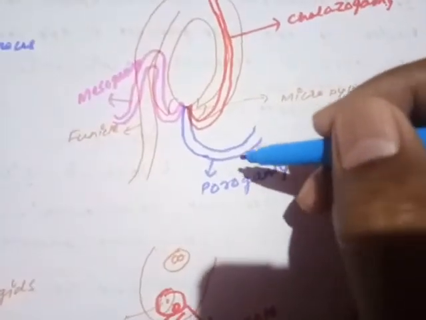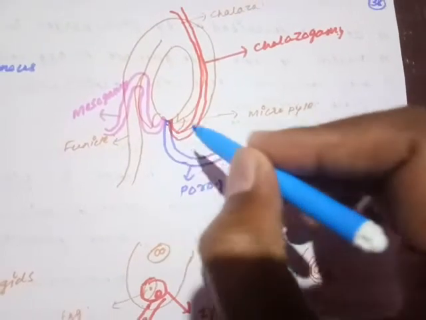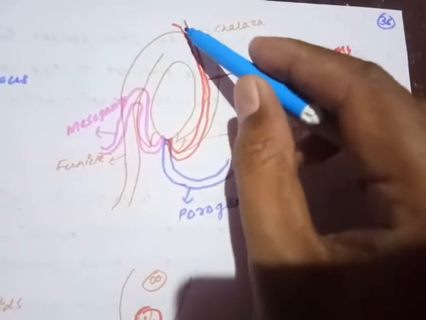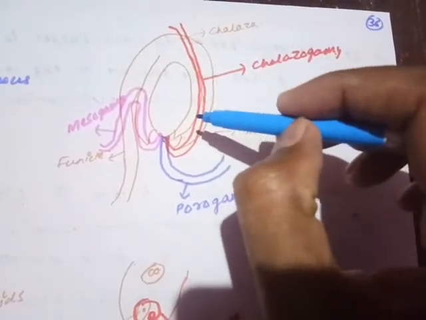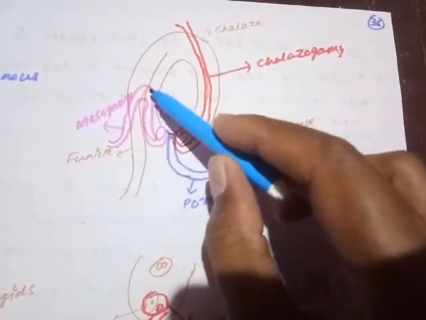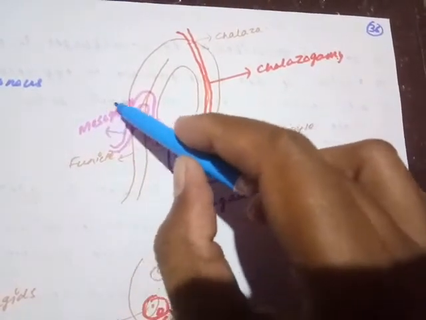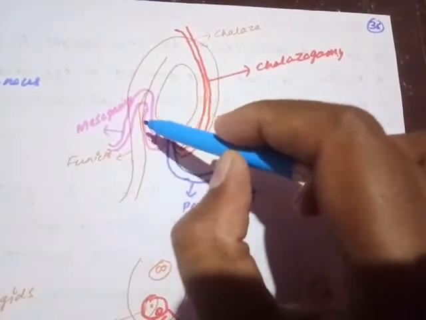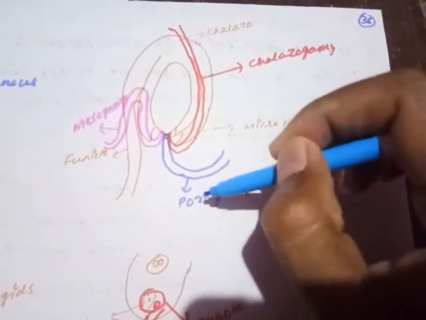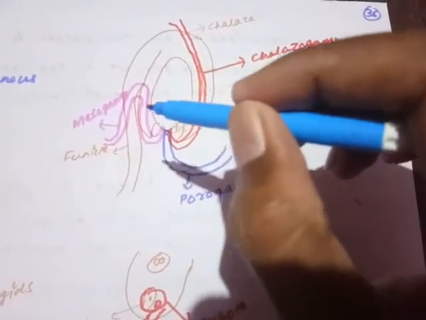The first one is porogamy. If you remember, this is the micropyle. So if it enters from the micropylar end, that is porogamy. Second, the pollen tube enters from the chalaza, and that is called chalazogamy. The third one, it enters either from the funicle or through the integument, that is called mesogamy. So chalazogamy from the chalaza, porogamy from the micropylar end, and mesogamy from the funicle or integument.